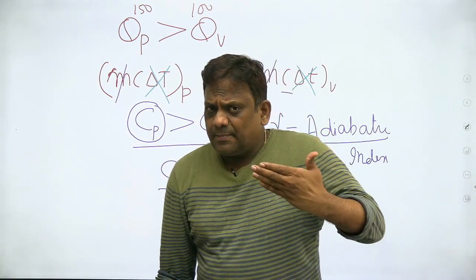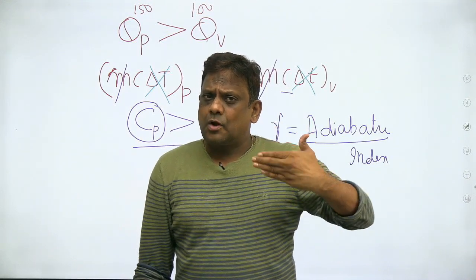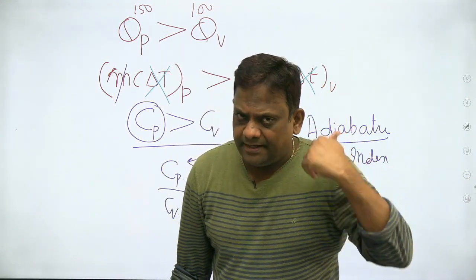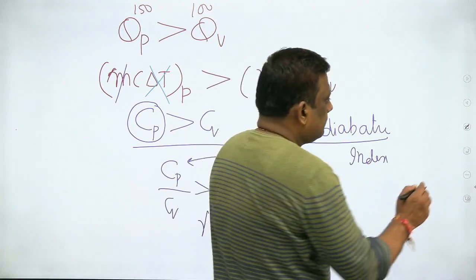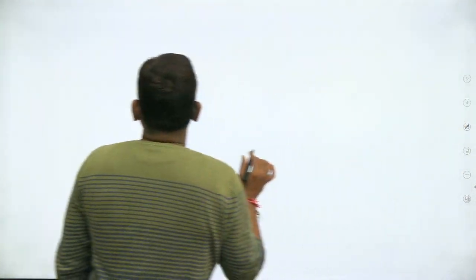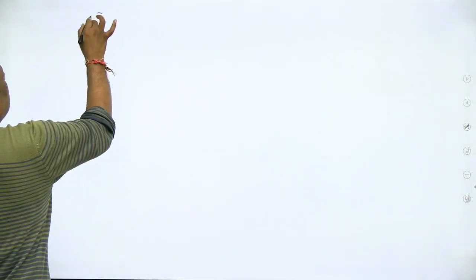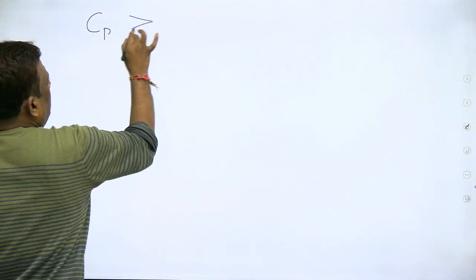So for constant pressure, the specific heat is different. For constant volume, the specific heat is different. Okay, fine. Now, let us observe here. So, why is Cp greater than Cv? Now let us see.